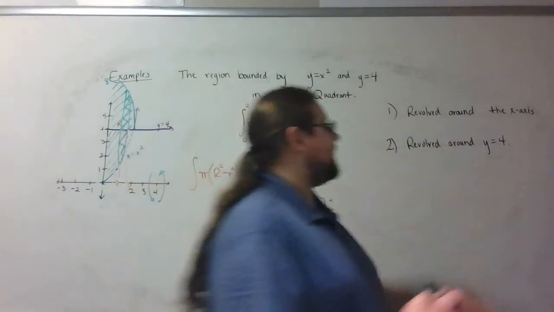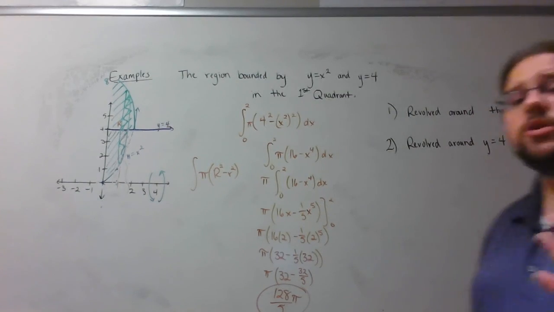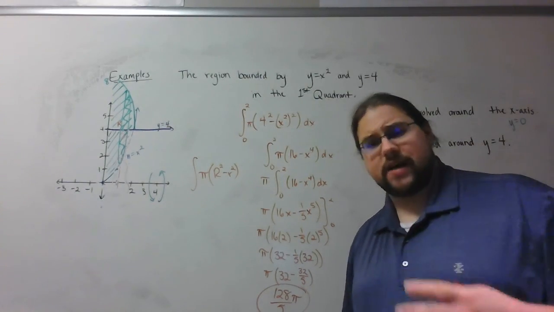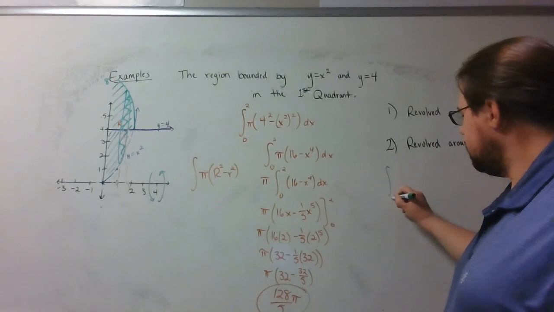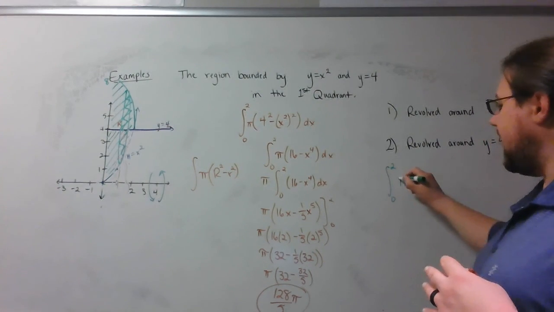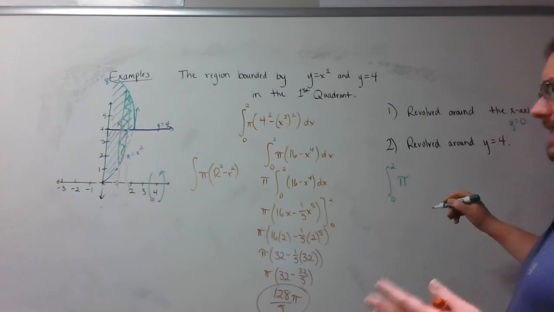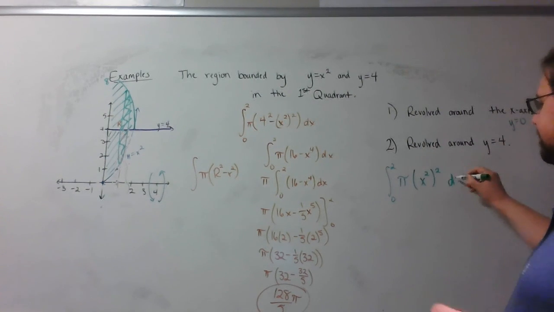Again, in this case, and I'm just going to point this out, the x-axis is y equals 0. So those two things are parallel, so still use x values. In this case, again, I'm still going to go from 0 to 2. And remember, disk method uses pi times r squared. My radius in this case is x squared, so I just need to square it.